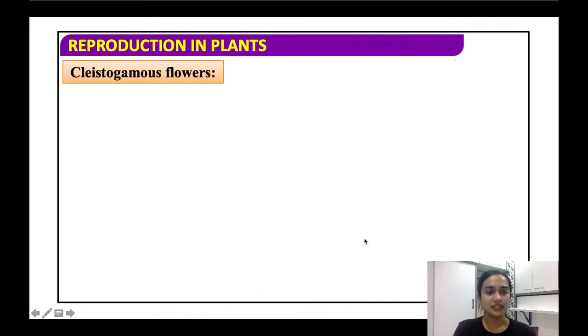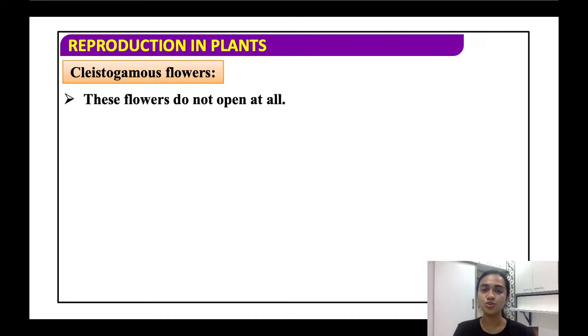Now, what are cleistogamous flowers? Just the opposite. Cleistogamous means the flowers in which the petals close themselves. These flowers do not open at all. The best example for this is the green pea. The garden pea or the green pea, you will always find closed flowers in this.